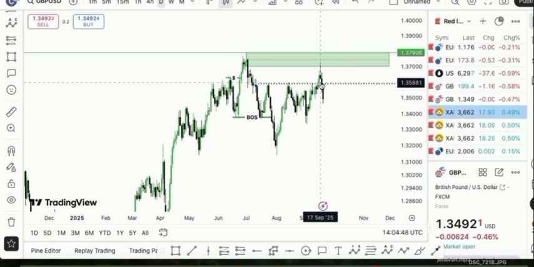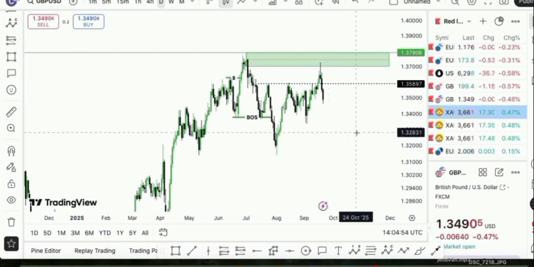Now you see the market has been selling pretty well. Now, what's my bias for this coming week? My bias is simple: bearish.